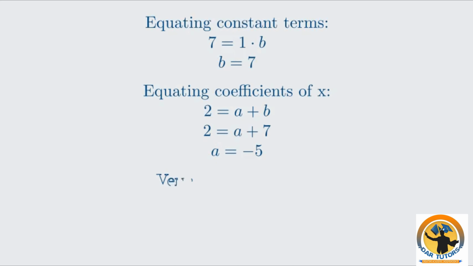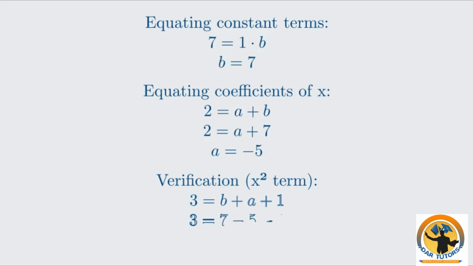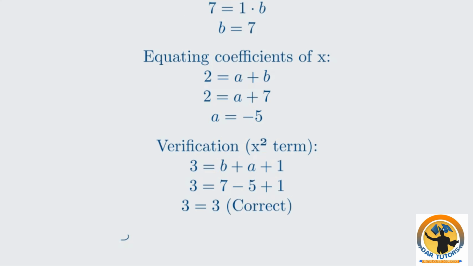We can verify this with the x squared term. On the left, it's 3. On the right, it's 1 times b plus 1 times a plus 1 times 1. That's b plus a plus 1. Substituting our values, we get 7 minus 5 plus 1, which is 3. This confirms our values for a and b. So our polynomial is factored as p of x equals (x squared plus x plus 1) times (x squared minus 5x plus 7). Now we need to find the zeros of each quadratic factor.